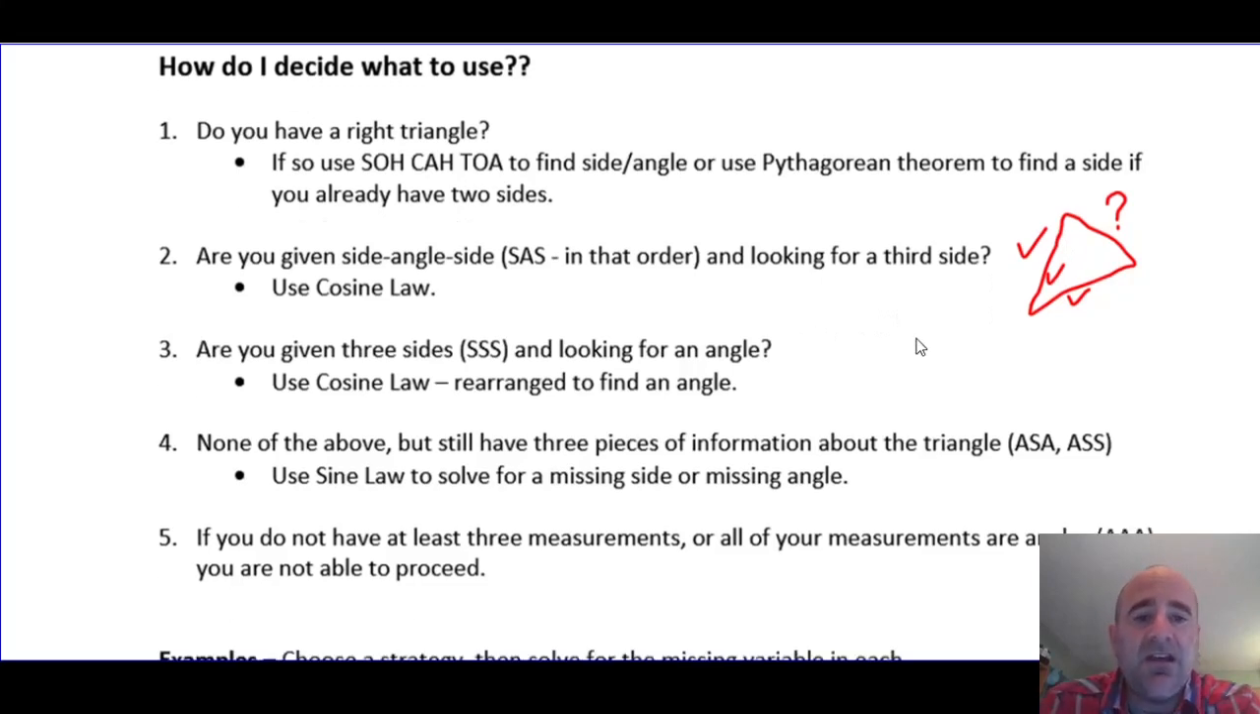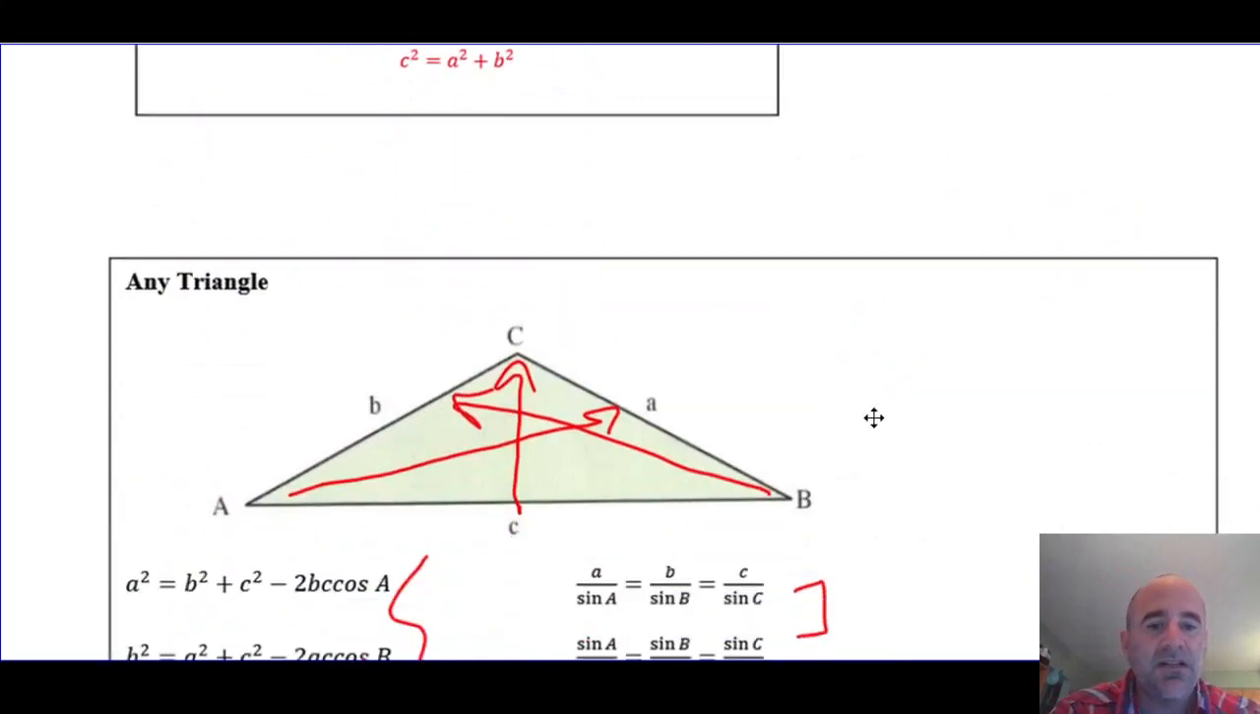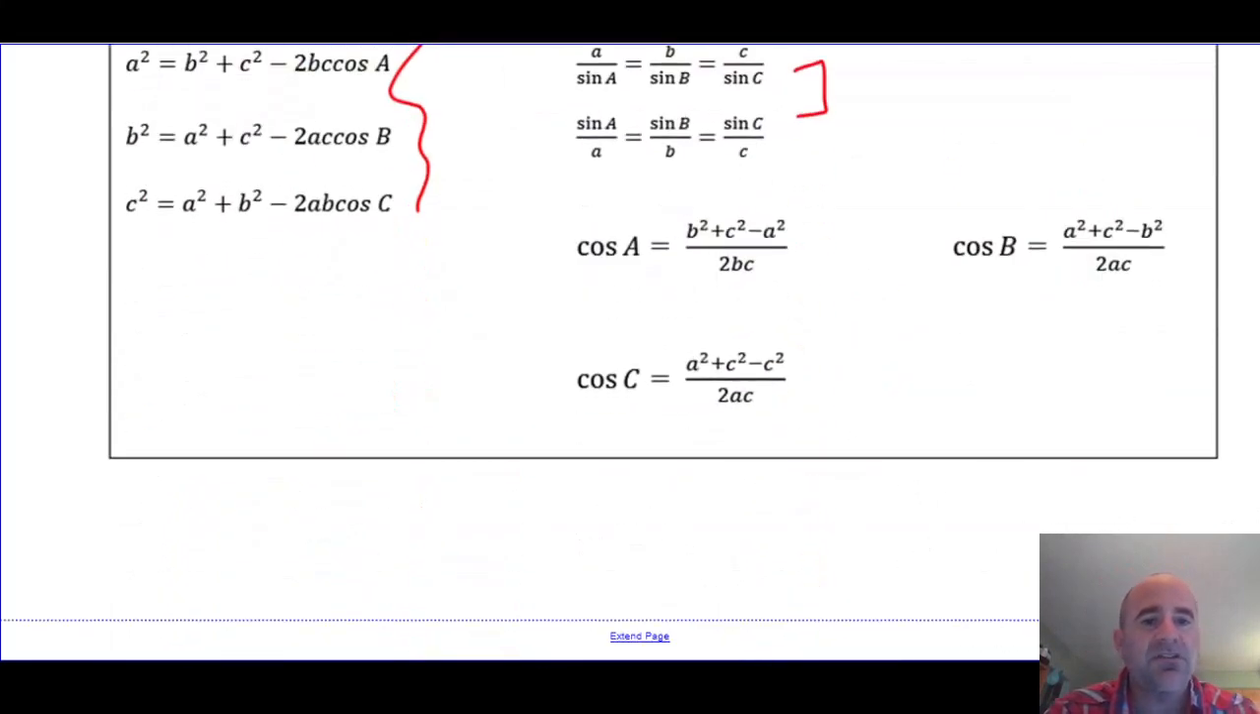If you don't have that, do you have all three sides and you're looking for one of the angles? In which case, again, that's the cosine law rearranged, which would be like one of these formulas here. These are the formulas you use when you have side, side, side. I mean, look at it. All three sides are in the formula.